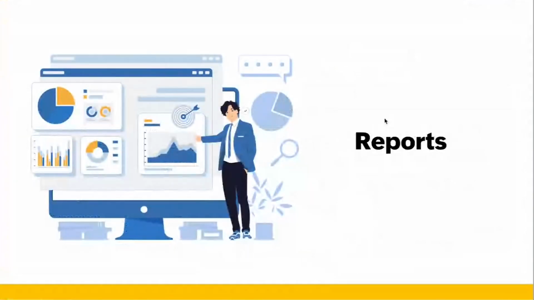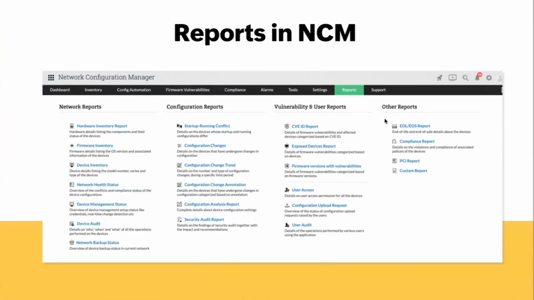We have reports. NCM provides different kinds of reports and audits for various purposes. You can see from the screen, there are about 4 categories of reports which have subcategories in them, such as network reports, which have hardware inventory report, firmware inventory, device inventory, network health status, etc. Configuration reports have startup, running config, configuration changes, configuration change trend, etc. So let me show you this in the UI.